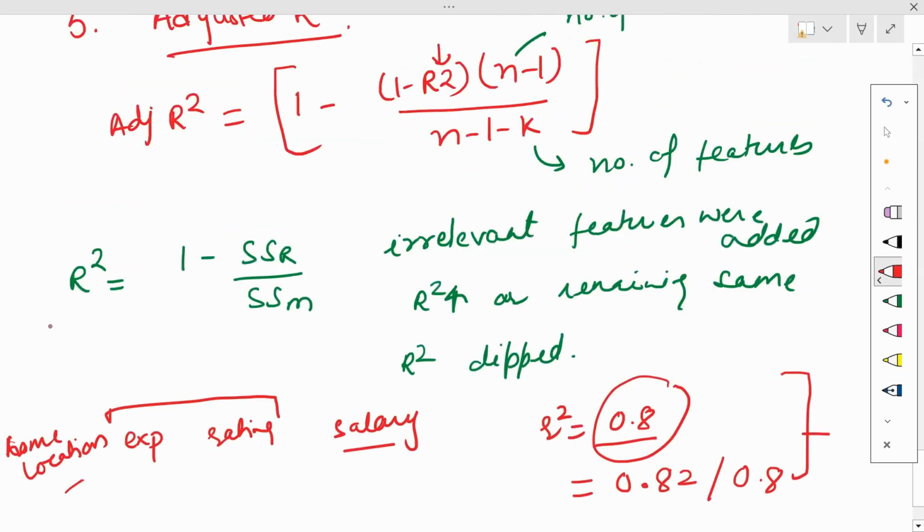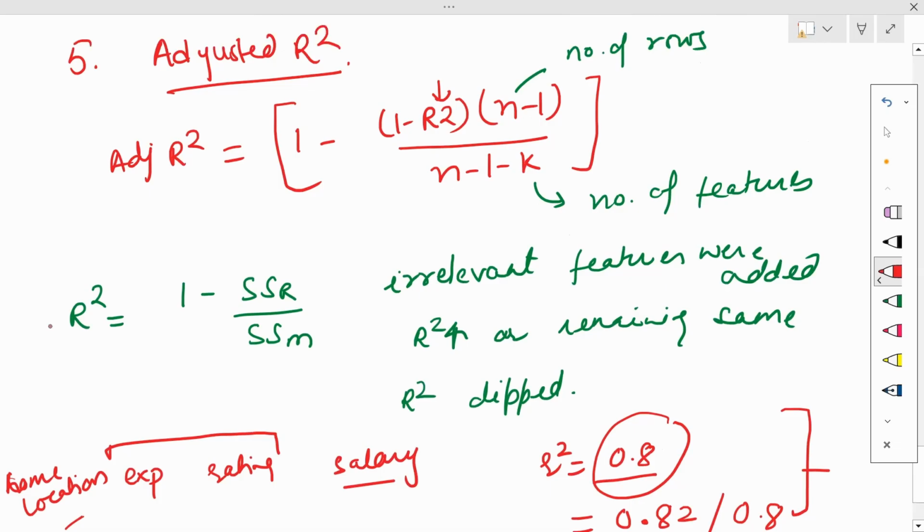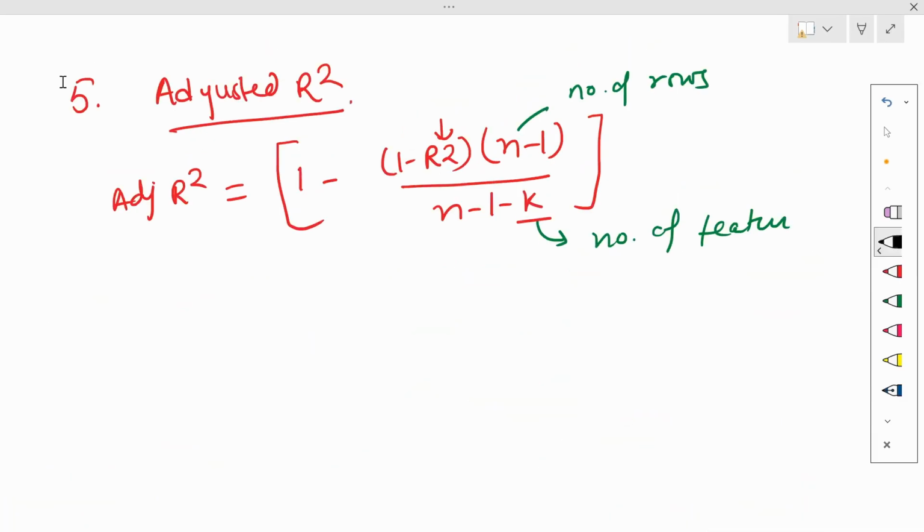Now, if you see here, the overall term is being divided by the number of features. Let's understand this with the help of an example. When an irrelevant feature is added to our dataset, our k, the number of features, will increase. So this overall term will decrease. And in R2, either there will be a slight change because the feature is irrelevant, so it will either increase very slightly or there will be no change.